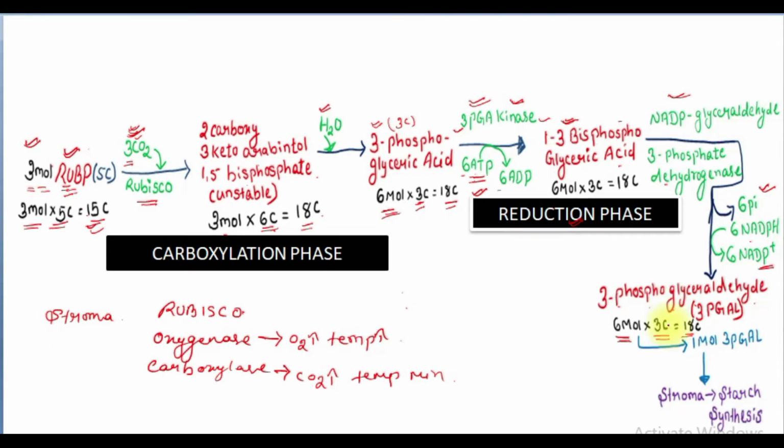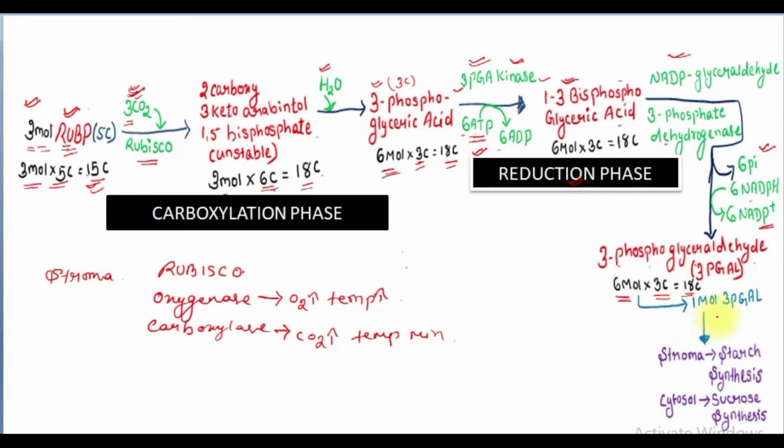How will it be used? It will be used in the stroma for the synthesis of starch, and it will be used in the cytosol for the synthesis of sucrose. If we need starch, it will be transported into the stroma, and if we need the synthesis of sucrose, then it will be transported into the cytosol. So we have to know what is starch and what is sucrose. The starch is the stored form of glucose, and sucrose is the transported form of glucose.